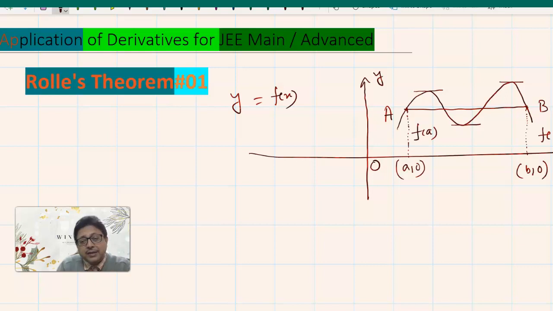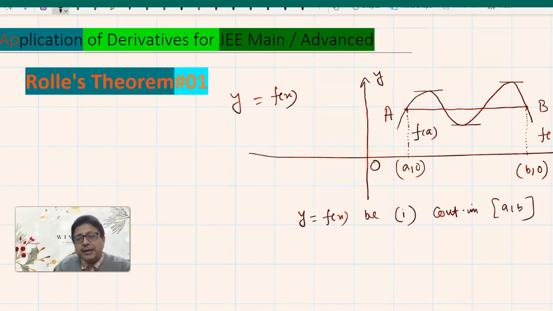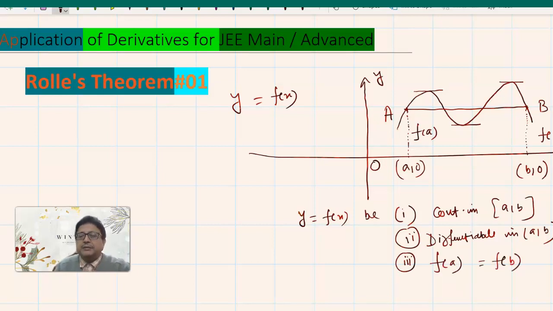Mathematically we can say that let y equal to f(x) be, number 1, continuous in [a, b]; number 2, differentiable in (a, b); number 3, f(a) equal to f(b). A horizontal chord means this third condition. Continuity means you have drawn the graph without raising the pen or pencil. Differentiable means there is no kink in the graph.